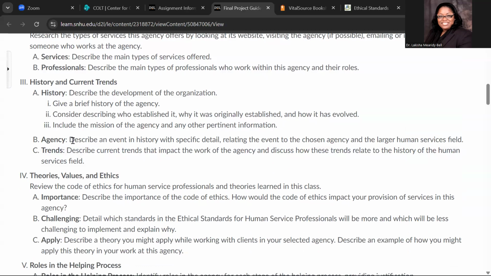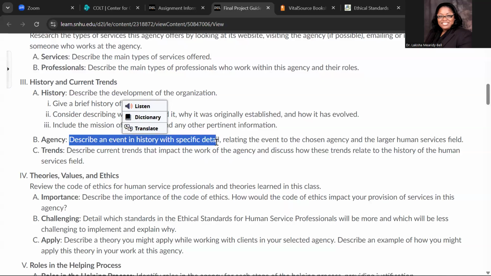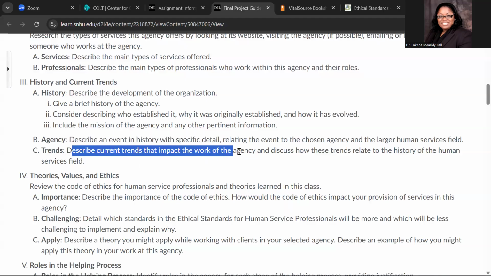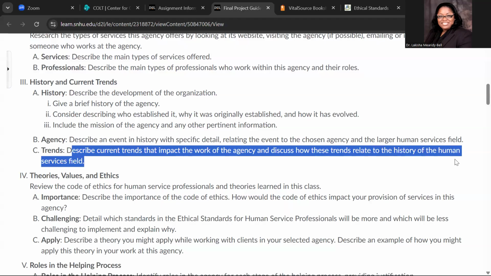All right. Other key areas for this section: describe an event in history with specific detail. Go back to your assignment and my feedback that talks about that, and then incorporate that in your paper along with the current trends that impact the work of the agency. And remember to describe or discuss how these trends relate to the human services field. So you're going to pull some key information out of the ebook to help you align and connect your agency to the human services field or field of practice or professional field. If they're real strict on code of ethics, you can also use the NOHS website to do that as well.